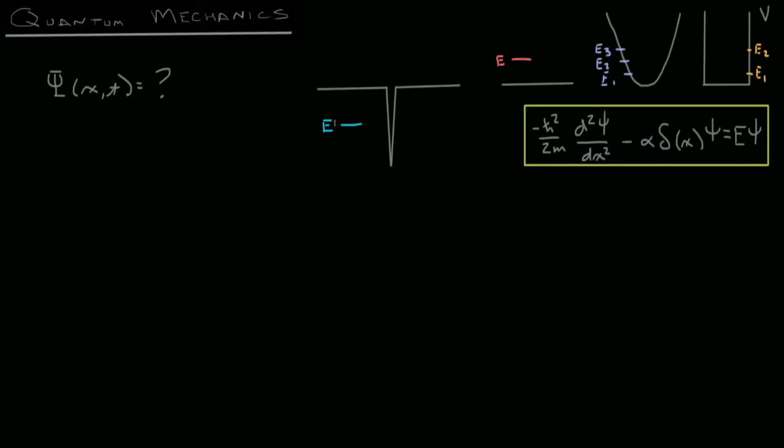Now, to start us off, I've written the time-independent Schrödinger equation for this potential profile in the yellow box. We can basically separate our potential profile into three areas. To the left and to the right of the delta function, we have areas 1 and 2. And at the location of the delta function, we'll have area 3. Now let's first take a look at areas 1 and 2.